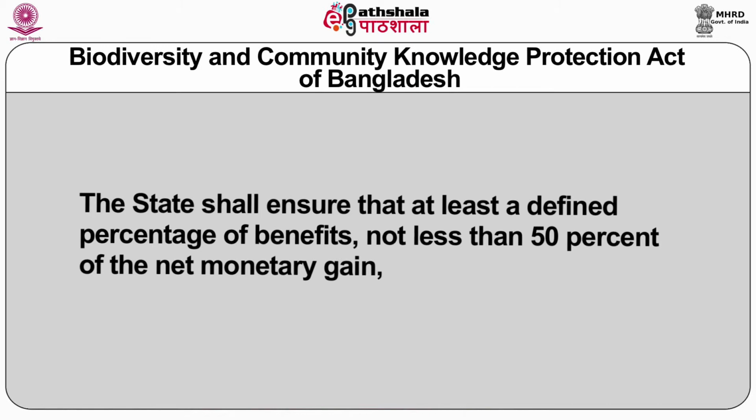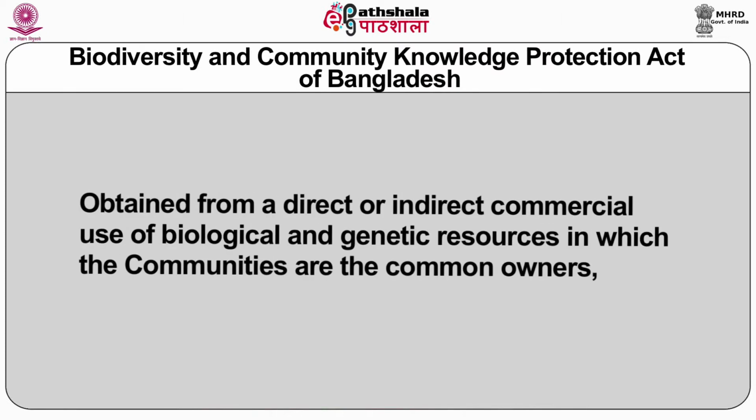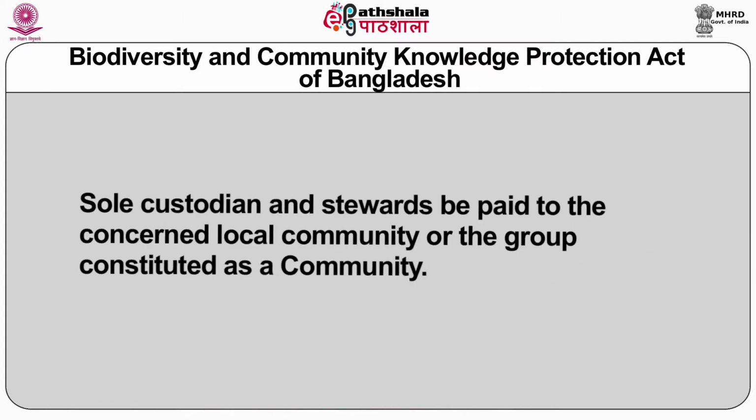The state shall ensure that at least a defined percentage of benefits, not less than 50% of the net monetary gain obtained from a direct or indirect commercial use of biological and genetic resources in which the communities are the common owners, sole custodian and stewards, be paid to the concerned local community or the group constituted as a community.